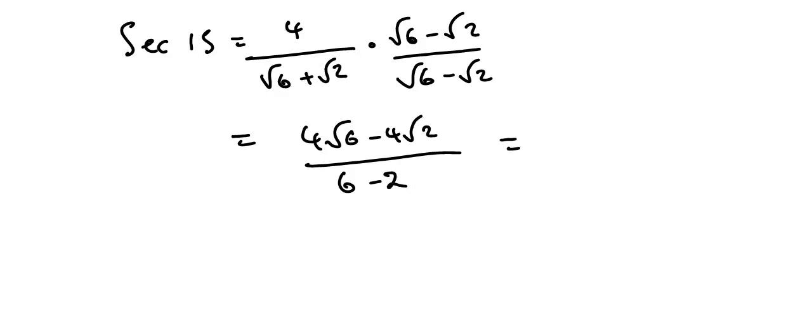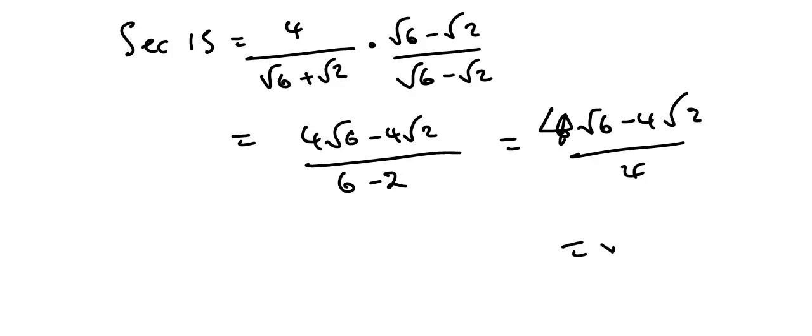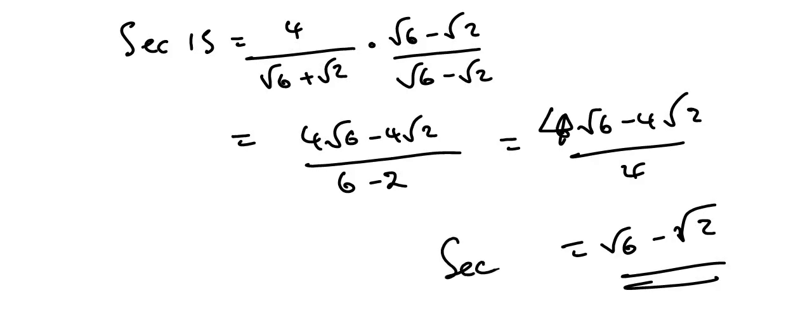This will end up being 4 root 6 minus 4 root 2, then down you're getting a 4. This will end up being root 6 minus root 2. So this is the answer to your sec 15 degrees that was needed. This is what you're supposed to do.